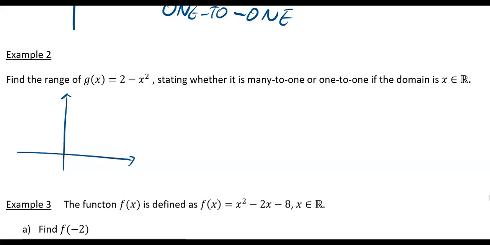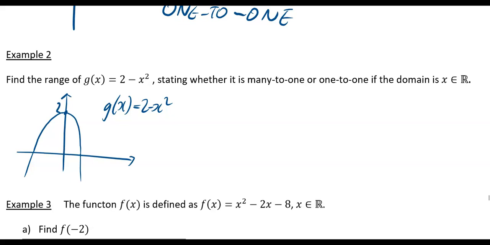There's your y-axis, there's your x-axis, and this is a negative quadratic. And if you put x equal to 0, your y value is going to be equal to 2. So it crosses at 2, and then it's a negative quadratic, and it's going to be symmetrical. It's going to be like that. So that's what your graph looks like. It would obviously continue on down. So there's your g of x, which is equal to 2 minus x squared.